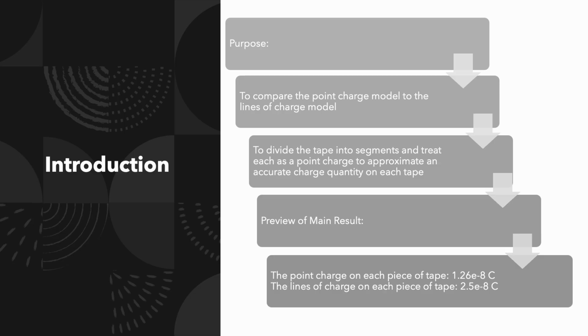The purpose of this lab video is to compare the point charge model to the lines of charge model, to divide the tape into segments and treat each as a point charge to approximate an accurate charge quantity on each tape. A preview of the main results: the point charge on each piece of tape was found to be 1.26 times 10 to the power negative 8 coulomb from lab 1, and the lines of charge on each piece of tape is 2.5 times 10 to the power negative 8 coulomb.